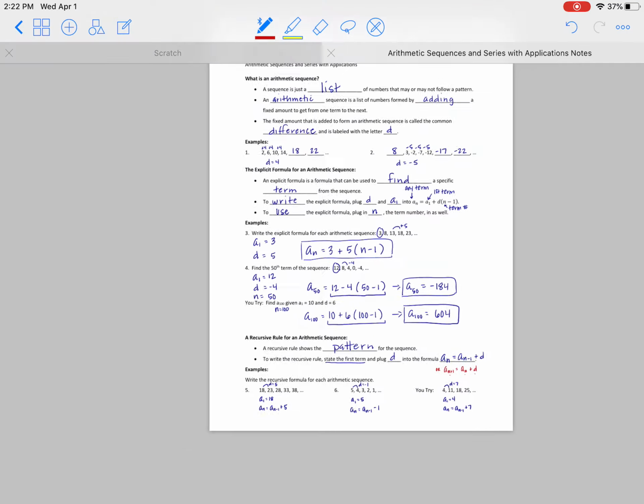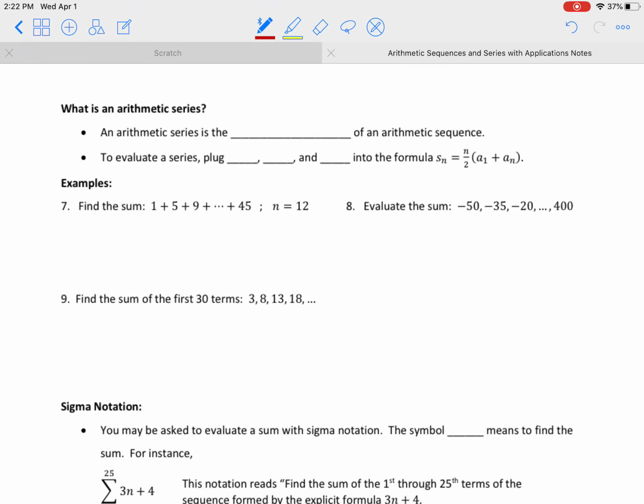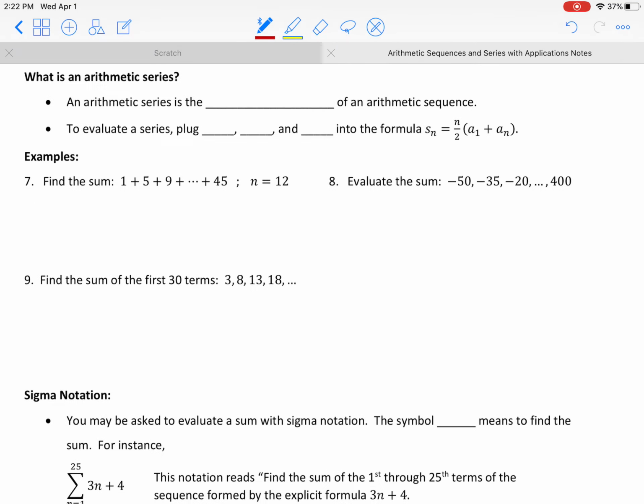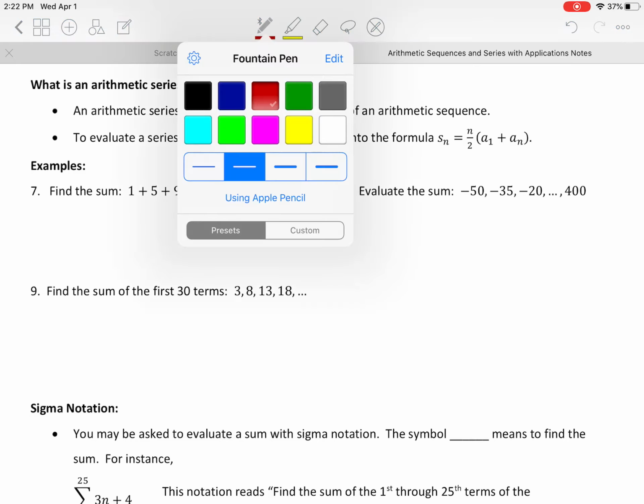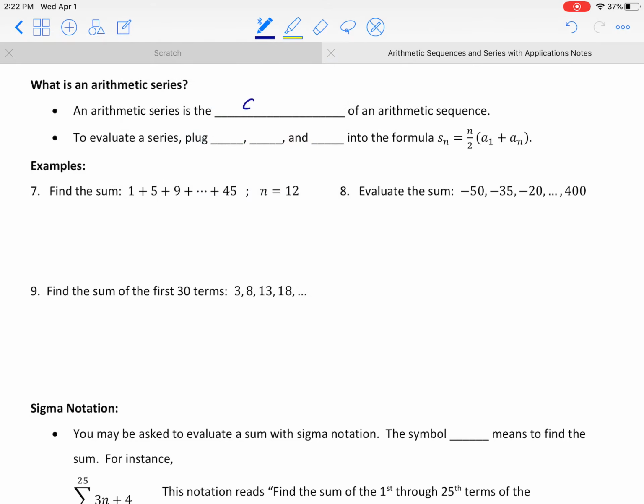Okay? So we have an explicit formula to find a term number. We have a recursive rule. It's technically a formula, but I like to call it the recursive rule because it's just showing the rule or showing the pattern. And then we have another formula we're going to look at, which we're going to connect to arithmetic series. So a sequence is a list of numbers. An arithmetic series is the sum of that sequence. So if we took the list of numbers and we added them together, that would be our arithmetic series. So an arithmetic series is the sum of an arithmetic sequence.